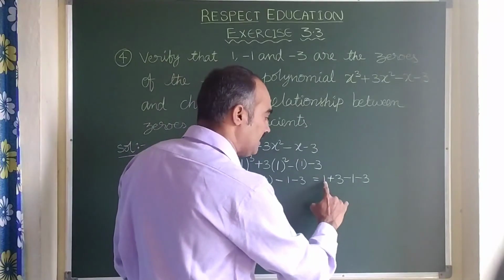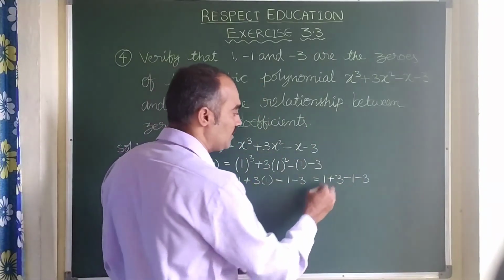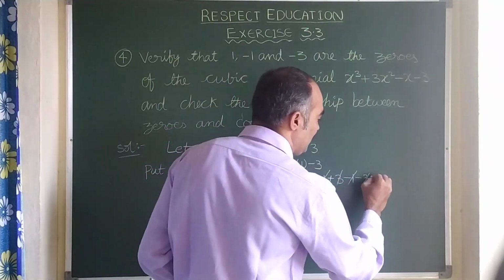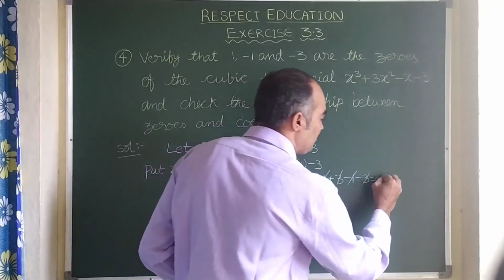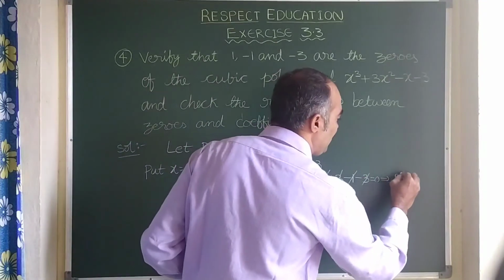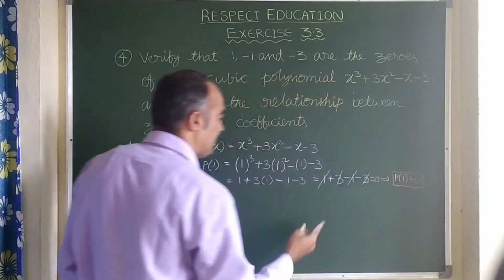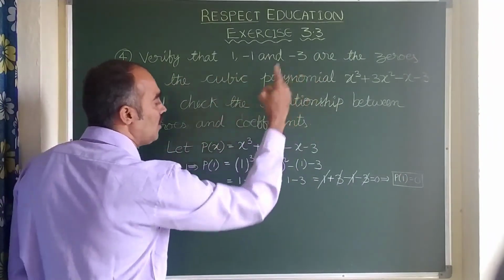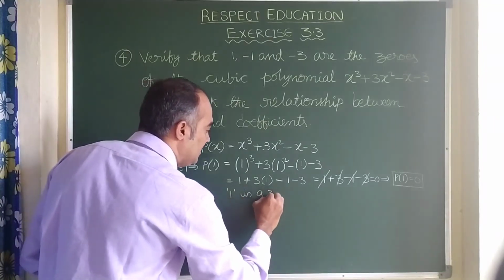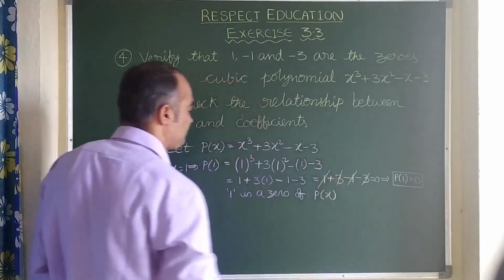So here we have 1 plus 3 minus 1 minus 3. You can add them. 1 plus 3 is 4, minus 1 minus 3 is minus 4, and 4 minus 4 is 0. Or we can cancel plus 1 with minus 1, and plus 3 with minus 3. So here you get 0. That means p of 1 equals 0. So we can write that 1 is a zero of the given polynomial p of x.